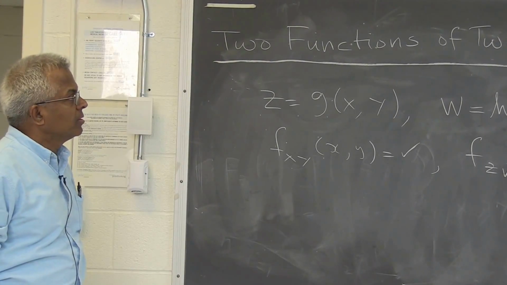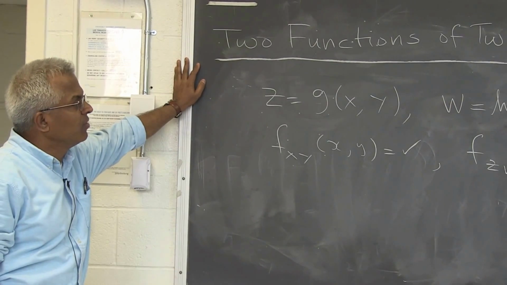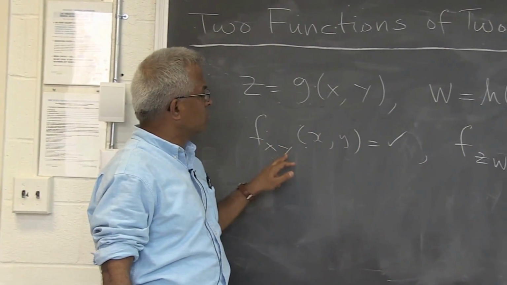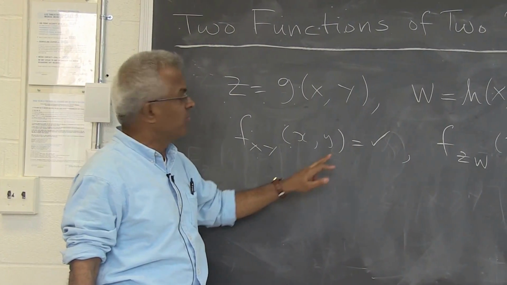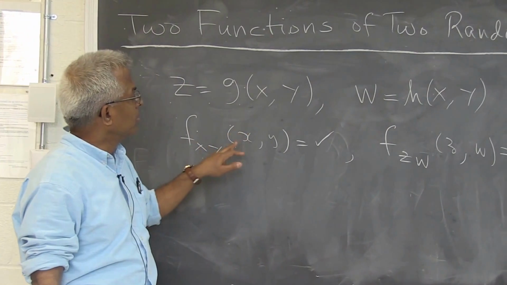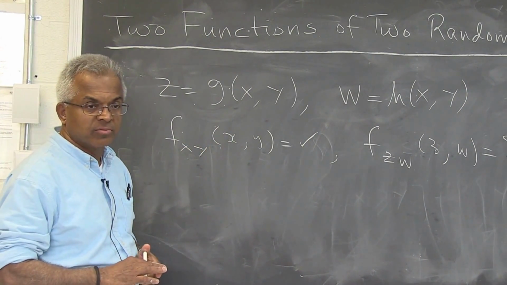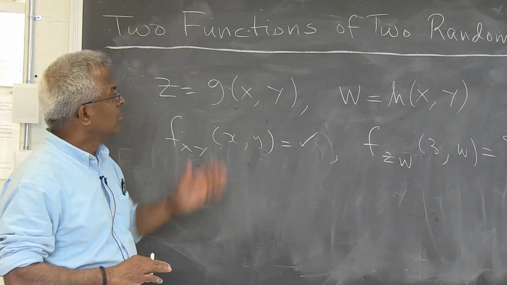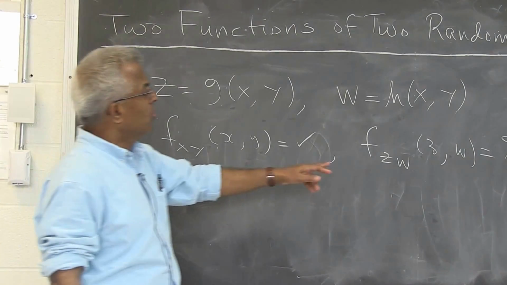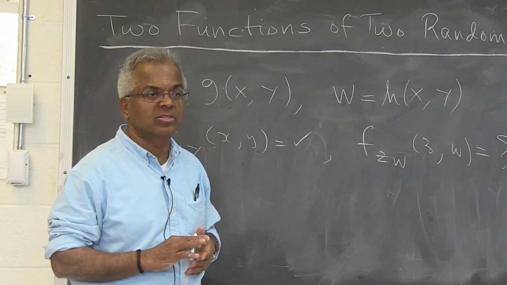So let's look at this problem, two functions of two random variables. We are given X and Y, and we also have their joint density function. If these two are independent to start with, then the joint density function of course will be the product of the density functions, right? And you have two different functions. What we want is the joint density function of these two new random variables, Z and W.